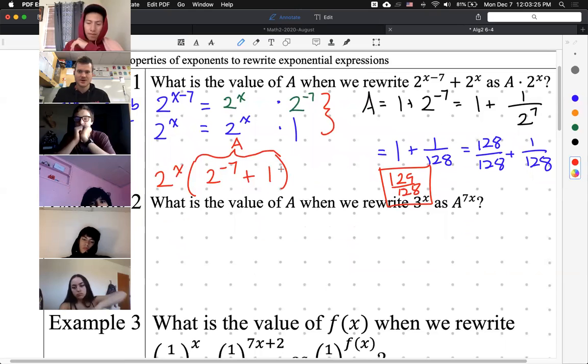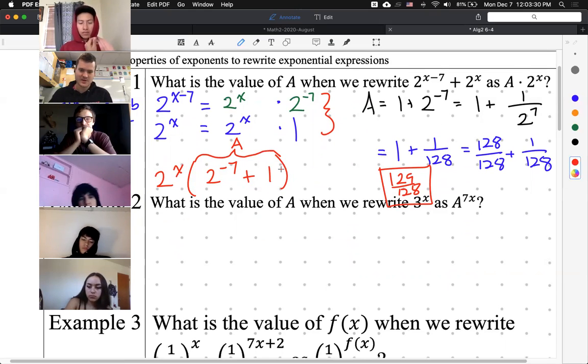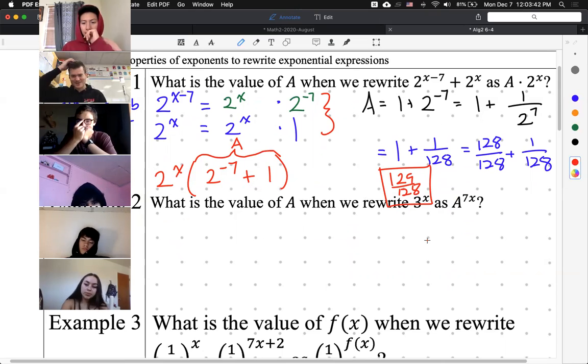Okay, example number 2. So this one is an entirely different problem. What is the value of A when I rewrite 3 to the power of x as A, which could be any number, to the power of 7x? And again, it's one of those questions where if you haven't seen it before, you're scratching your head like, what is it even talking about?